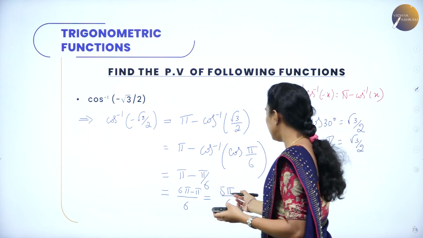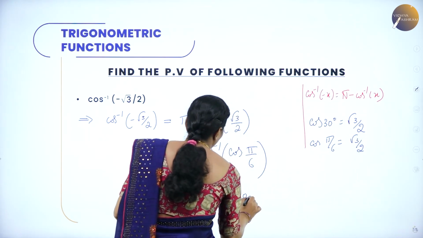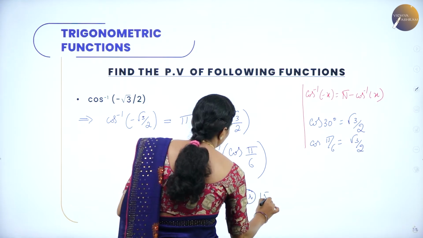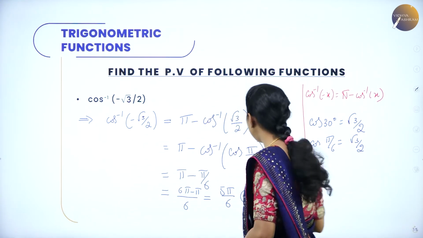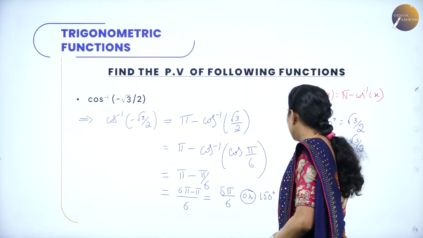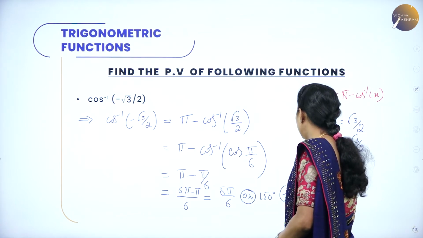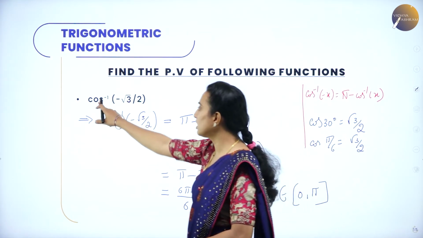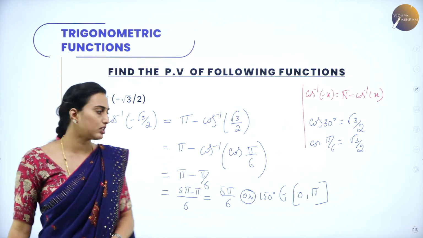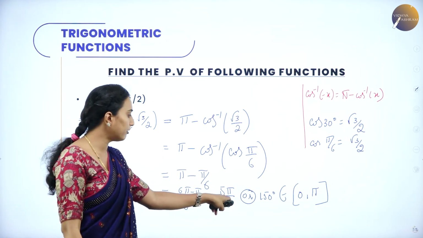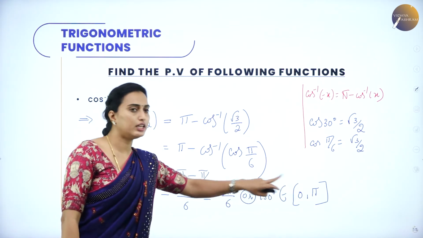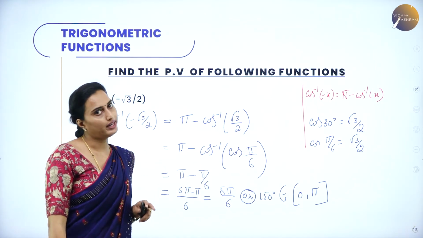You can observe here 5 pi by 6, or you can write it as 150 degree. Correct? 150 degree is obviously in between the range, what? Closed interval 0 to pi. Why have I taken this? Because this is cos inverse. Cos inverse range is nothing but 0 to pi. Obviously 5 pi by 6 or 150 degree is within 0 to 180 degree.